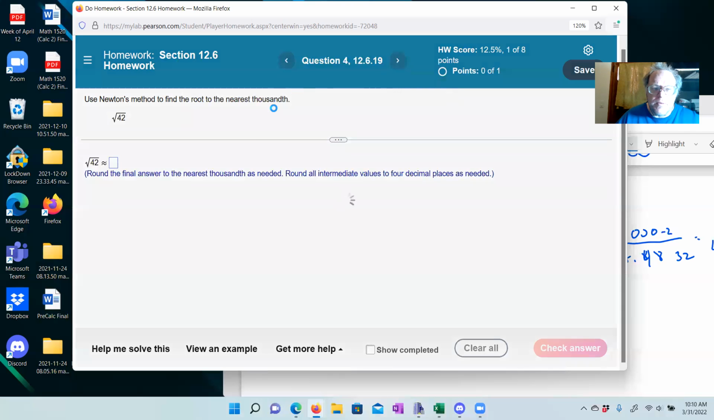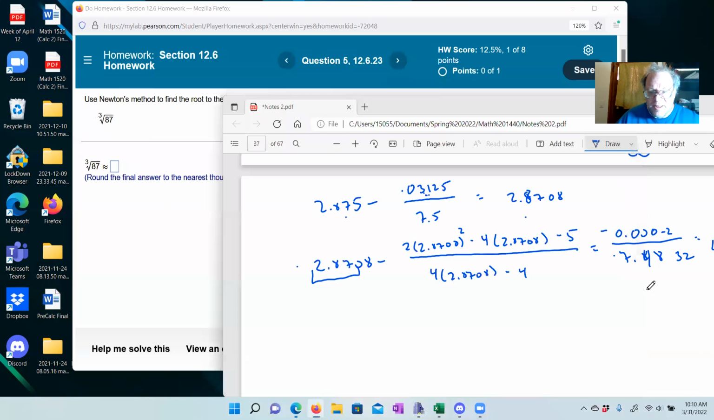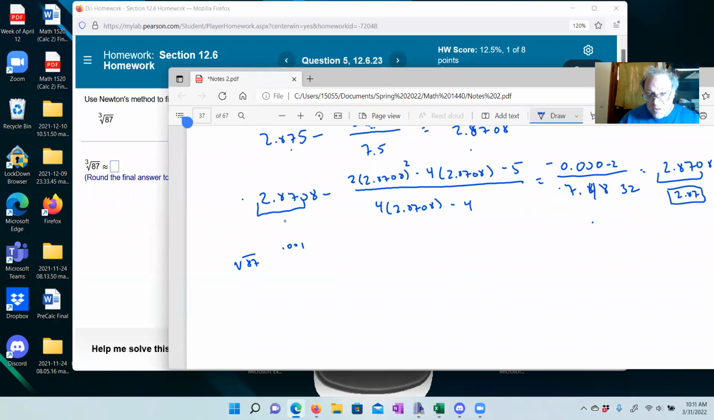What do you guys want to do? Let's do the cube root of 87. So how do we find the cube root of 87? How accurate do we want to be? To the nearest thousandths, so to 0.001. All right. So to get a function, x cubed minus 87 equals 0. Well, x equals the cube root of 87. I don't know.